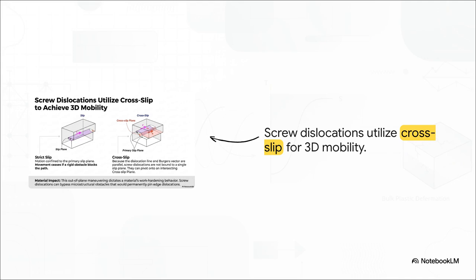Because its dislocation line and Burger's vector are parallel to one another, pure screw components aren't bound to a single plane. They can uniquely pivot onto an intersecting cross-slip plane. This lets them gracefully bypass those microstructural obstacles that would have permanently pinned an edge dislocation. It is a massive advantage for 3D mobility.